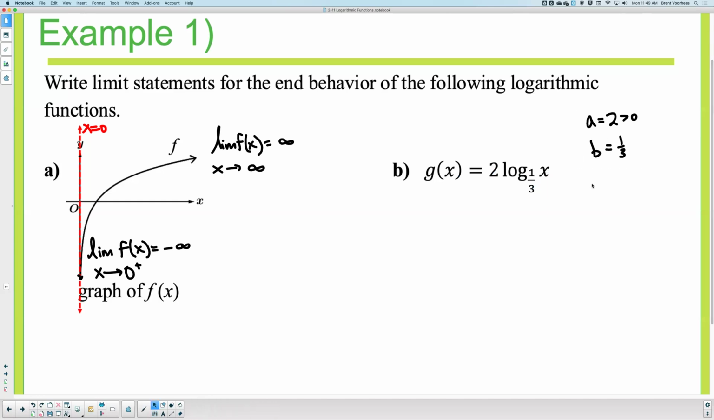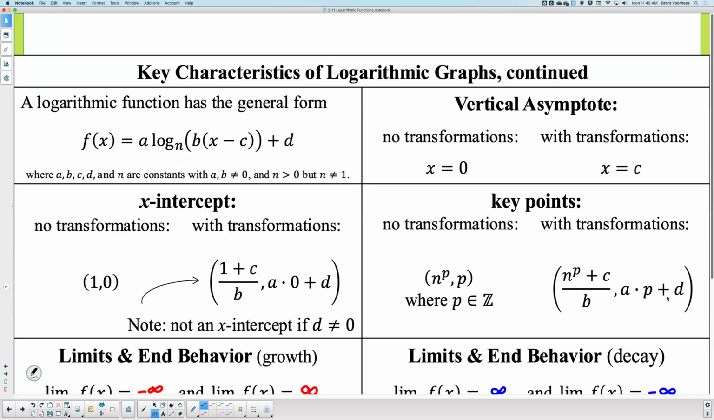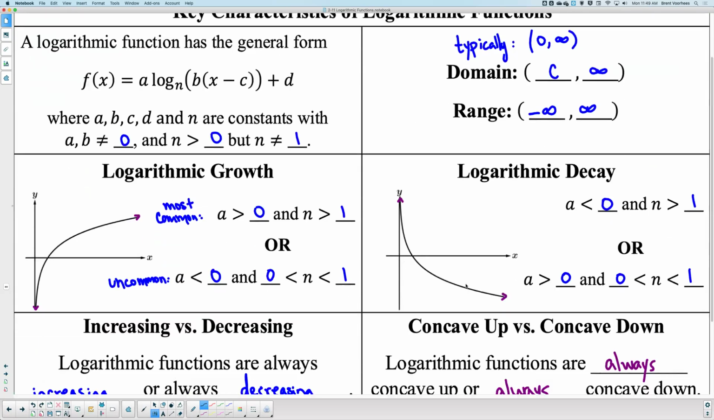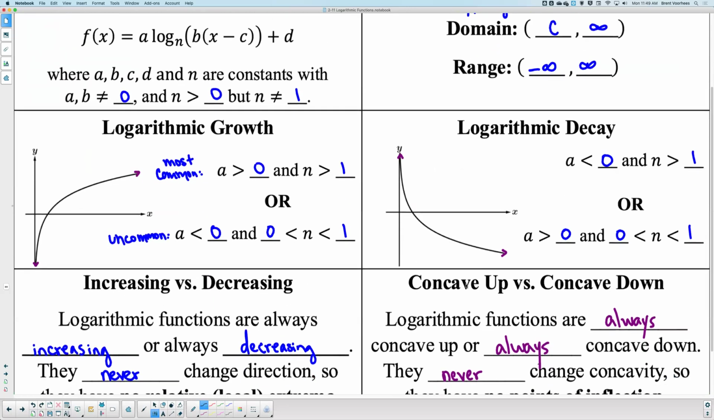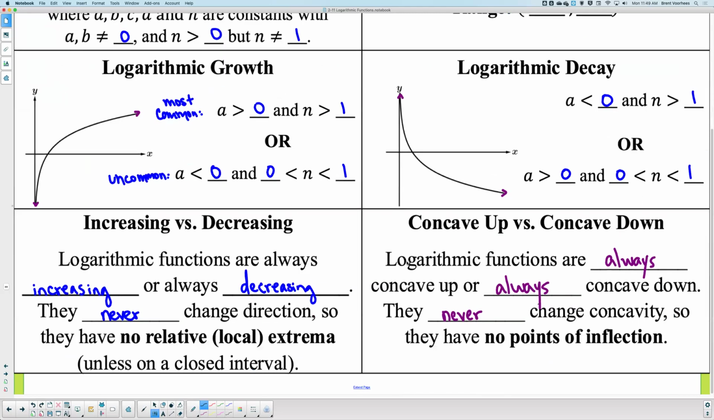It's less than 1. So what I'm going to be looking for is I'm going to go to my notes section and see what happens when my a is greater than 0, but my base is in between 0 and 1. So let's go find out what happens when your a, it's on this slide, two pages before, your a is greater than 0, but your base is in between 0 and 1. Logarithmic growth, which one? The most common or the uncommon? Most common, a is greater than 0 and the base is greater than 1. Is that what we had? No, try again.